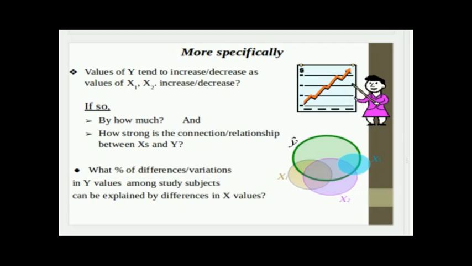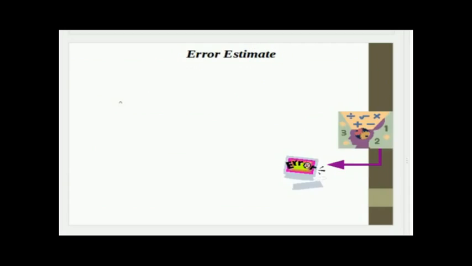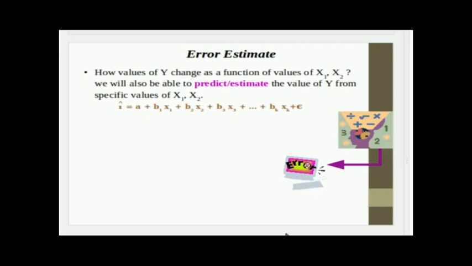Hope you understand what regression analysis does. Next, we will see the error estimation. Once we can determine how values of y change as a function of values of x1, x2, we will also be able to predict or estimate the value of y from specific values of x1 and x2. The general equation is y hat = a + b1x1 + b2x2 + b3x3 up to bkxk, with error term epsilon.